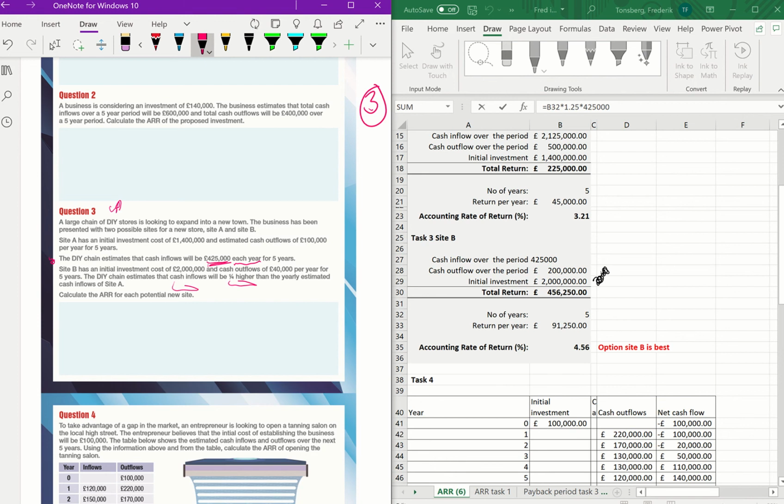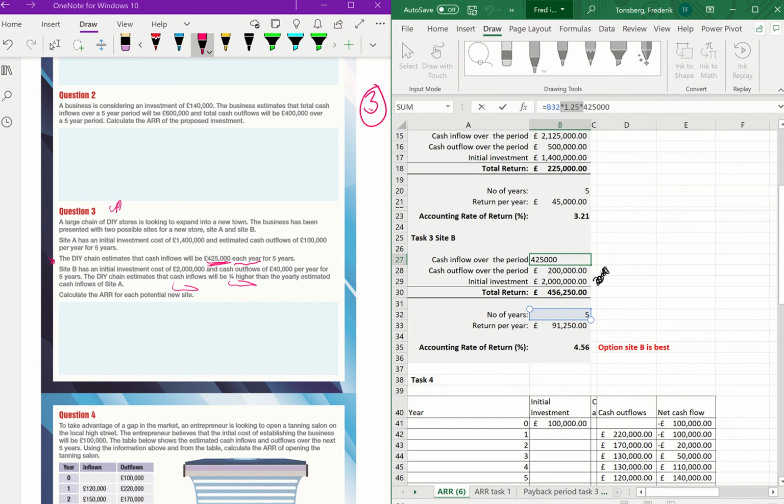So a little cheat trick, which I've done up here, is if you want to increase a number, in this case £425,000 by 25%, all you kind of have to do is what I've done up here, times it by 1.25, or in other words, 125%. And that will increase the value of the 425,000 by 25%.